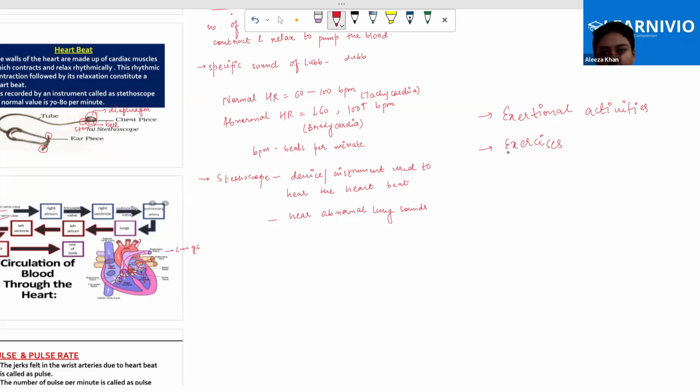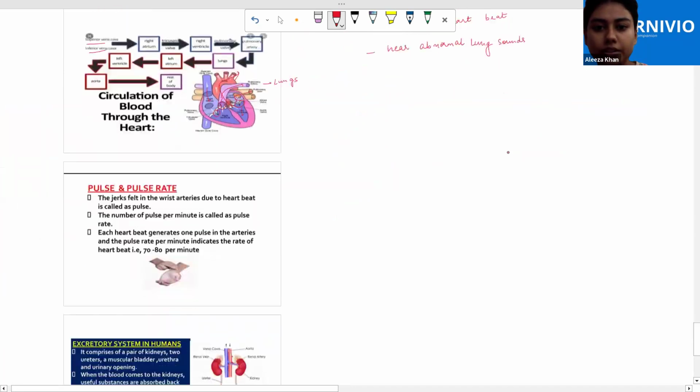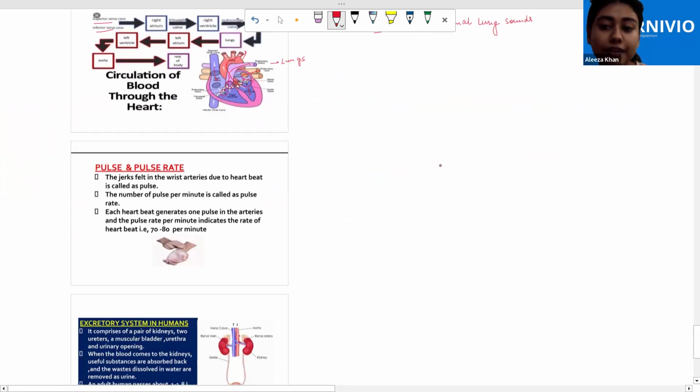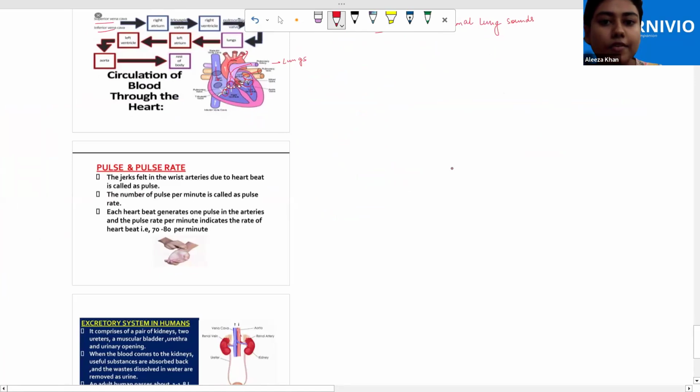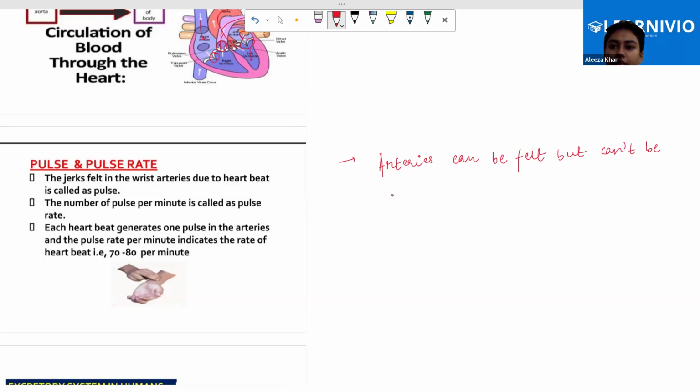Understood? Back to the normal range. Now, any idea? We know that arteries can only be felt. They can't be seen, just as you can see your veins. One more point I want to write, that arteries can be felt but can't be seen as veins.